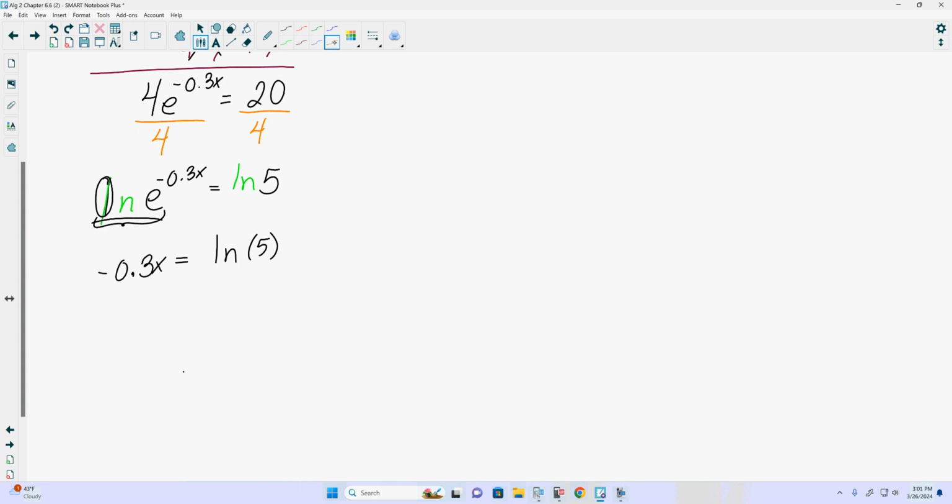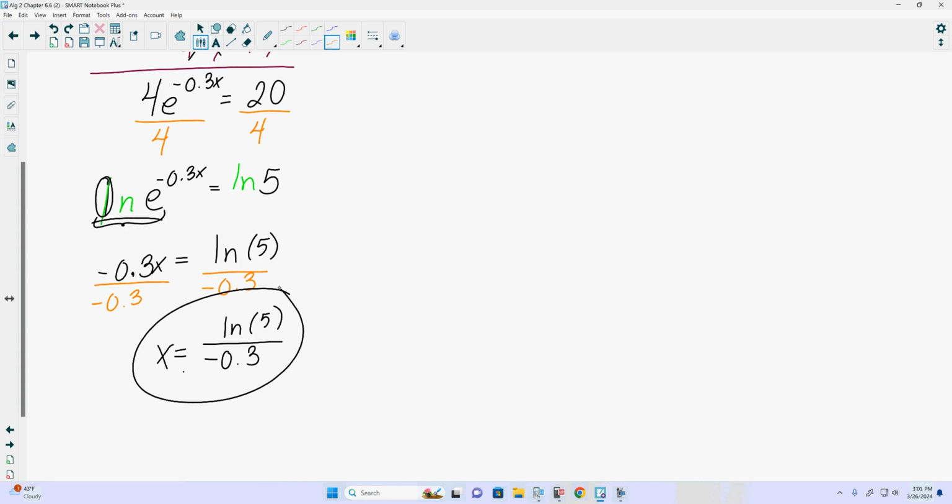To get x by itself, we would divide by negative 0.3, telling us x is equal to the natural log of 5 divided by negative 0.3. And again, we can type those in, guys. We could type that into a calculator. Natural log's a little bit easier because the base is always e, so we can just use the ln button. It does it for us.